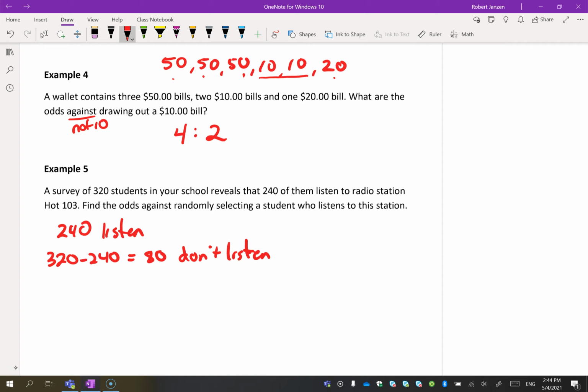The odds against, that's the opposite of the odds for. If it was for listening to that station, it would be 240 compared to 80. But in this case, it's 80 that don't compared to 240 that do. So the odds against are 80 to 240.